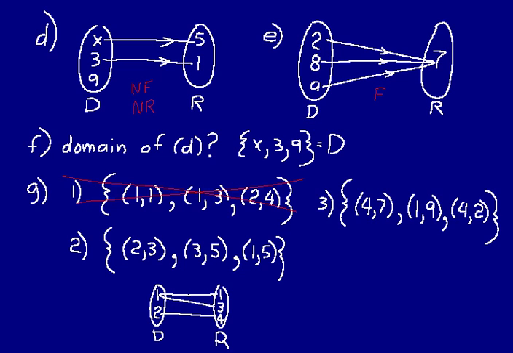Number 2, look at that one: (2, 3), (3, 5), and (1, 5). And just think about it. As long as each input maps to one and only one output, it's a function. And usually what that means in an ordered pair set like this is if x is not repeated, then it's a function. X is not repeated.